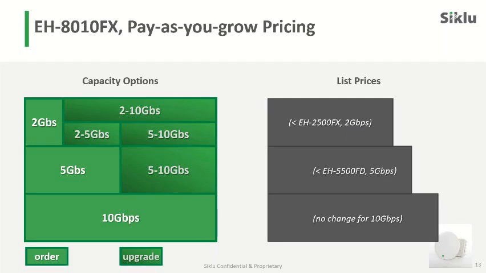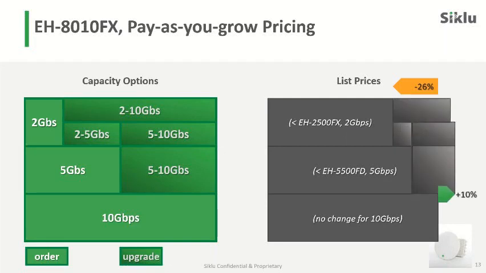Nothing has changed. When you want to do this, one thing to pay attention to is that you can today get basically an 8010FX at 2 gigabit for about 25-26% less than you were paying so far, but it's only the 2 gigabit capacity, not the full.